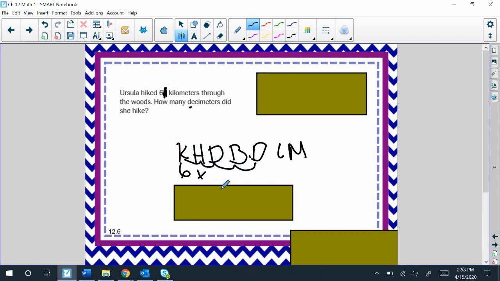So that means I am going to multiply it by something with 4 zeros. 1, 2, 3, 4. 10,000. Okay, 6 times 10,000. 6, 1 jump, 2, 3, 4. 60,000 decimeters is how much she hiked. Notice that if I'm getting smaller, I am multiplying, adding on those zeros, and if I were to get bigger, I would be dividing, turning it into a fraction.